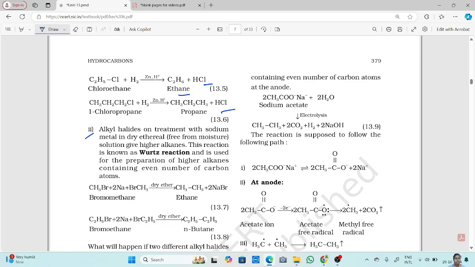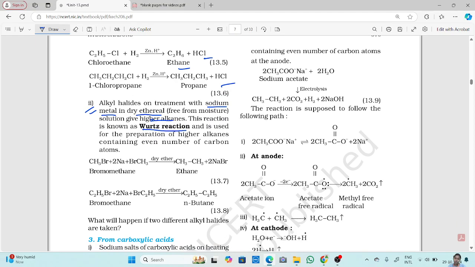Second, you have to treat the alkyl halide with sodium metal in dry ethereal solution. Ethereal means free from moisture solution, giving higher alkanes. This reaction is known as Wood's reaction and is used for the preparation of higher alkanes containing an even number of carbon atoms. Now, where we use this process? This is called Wood's reaction, when you react sodium metal in moisture free condition. It will give you higher alkanes, long chain alkanes.